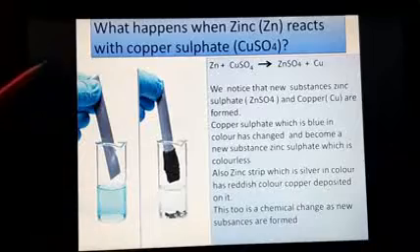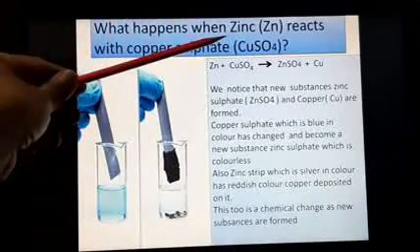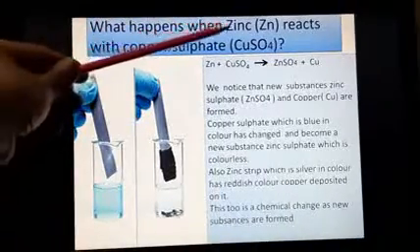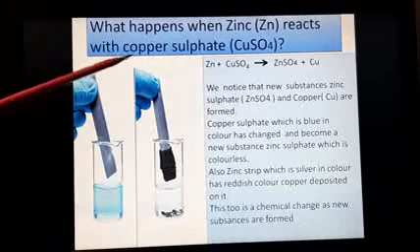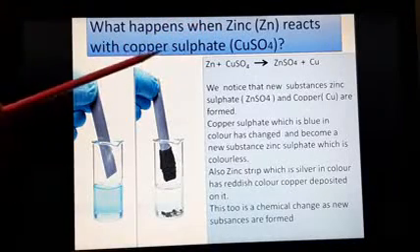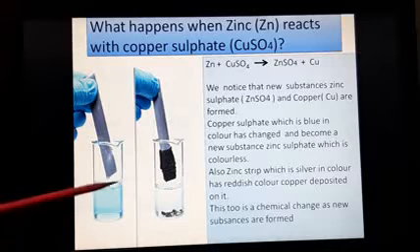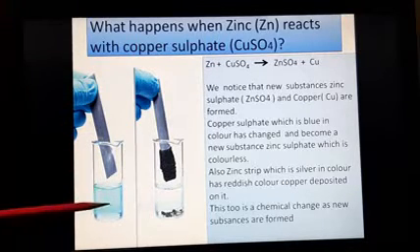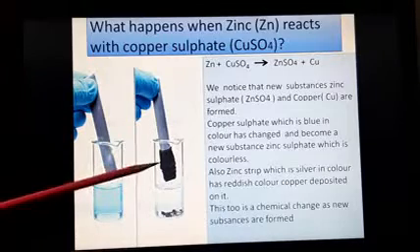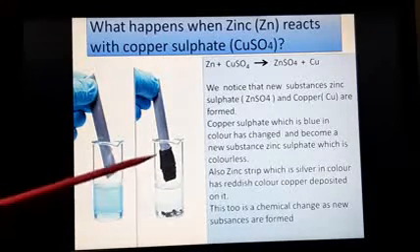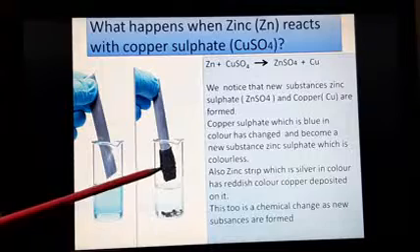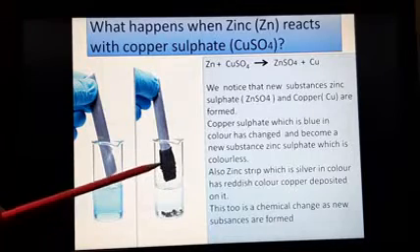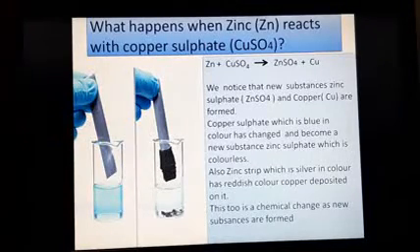Another example is if a zinc plate or filings, whatever, is taken and put into a solution of copper sulfate. We know copper sulfate is a bluish color solution, and this is a zinc rod or a plate that is dipped in it. After some time we will notice that the zinc plate is covered with a reddish substance of copper, and this is another type of chemical change.